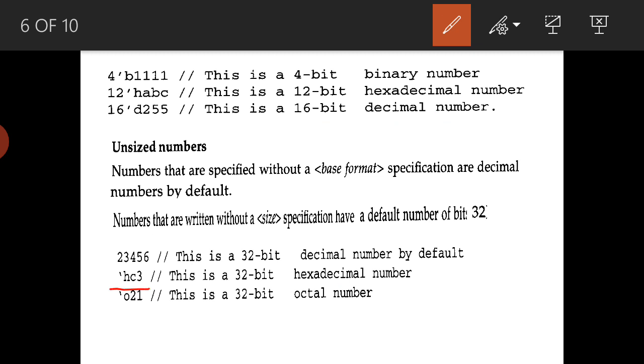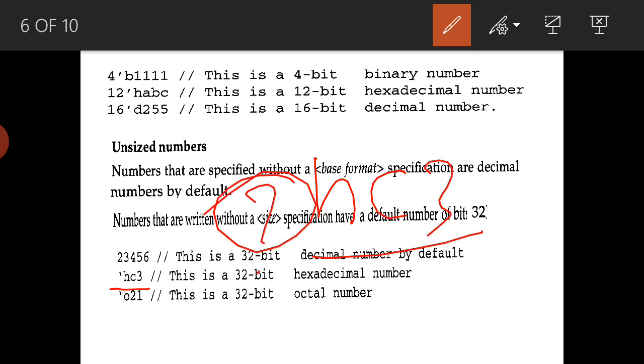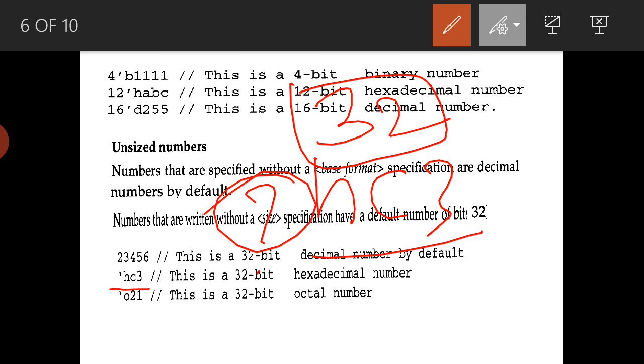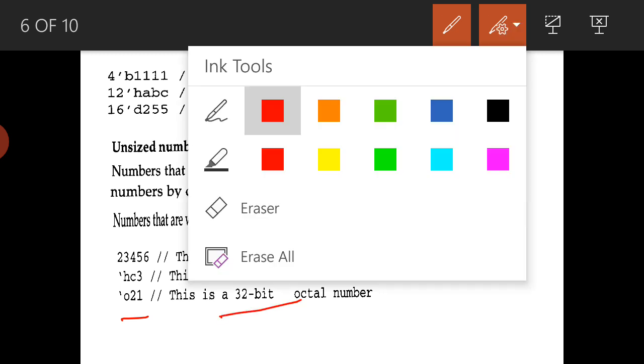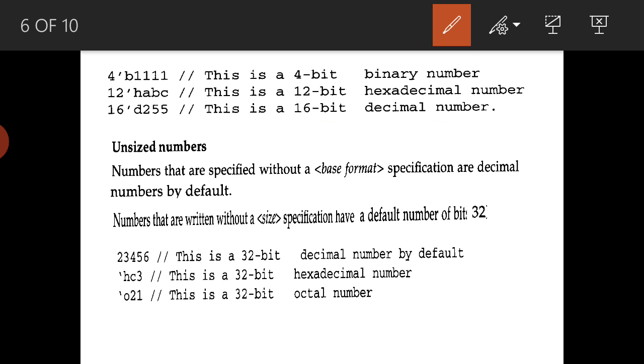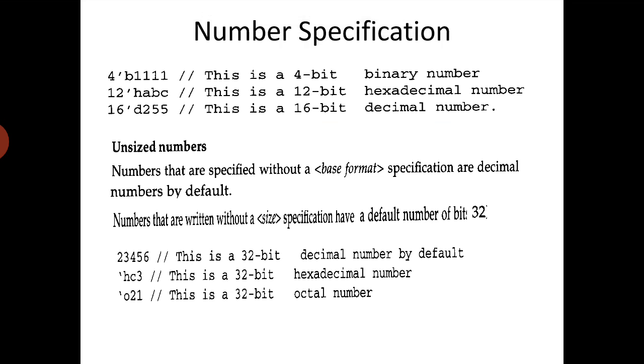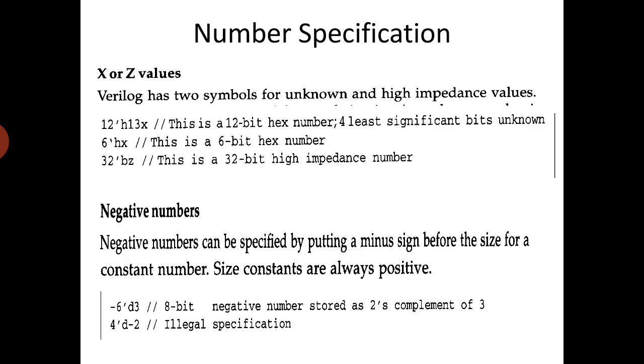Here, HC3: the base is mentioned and the value is mentioned, but not the size. If the size is not mentioned, as I told earlier, it is 32 bits. So 32 bits will be used by default if we don't specify the size. The same thing here, O21, is also a 32-bit octal number. So this is how we can specify the numbers in Verilog HDL.